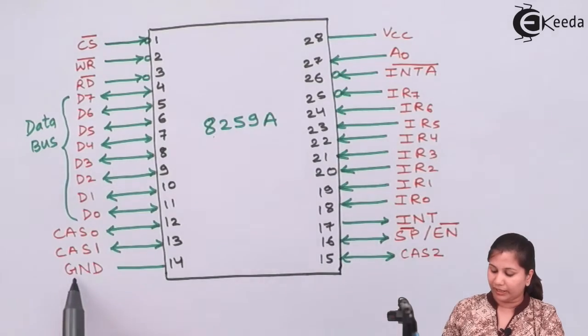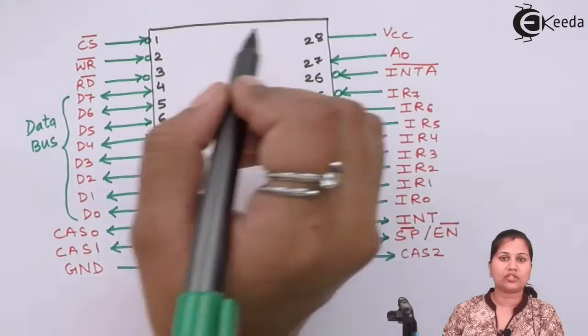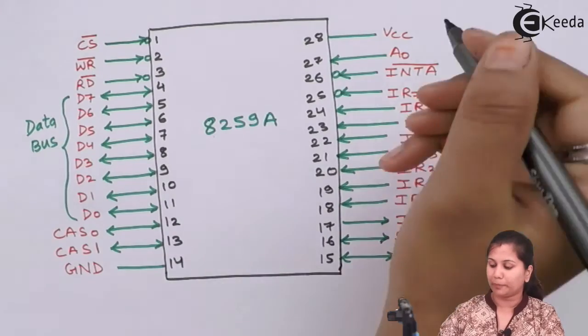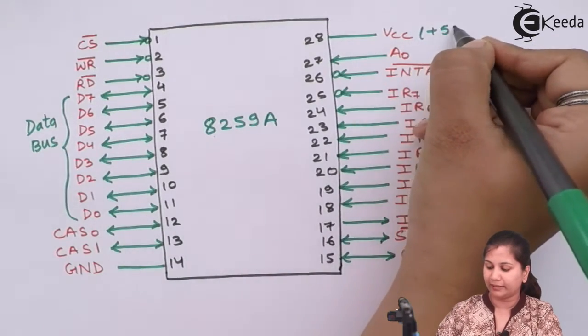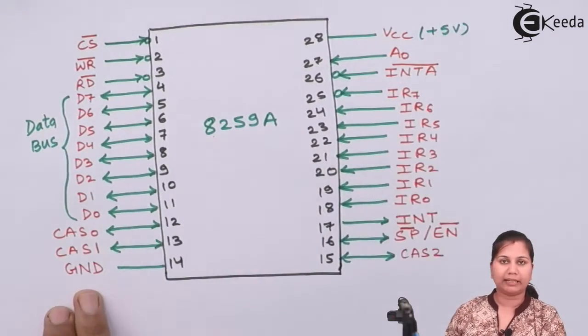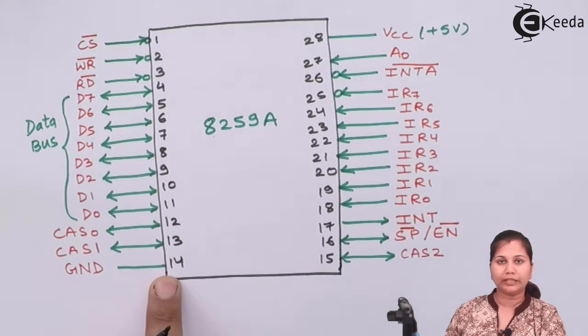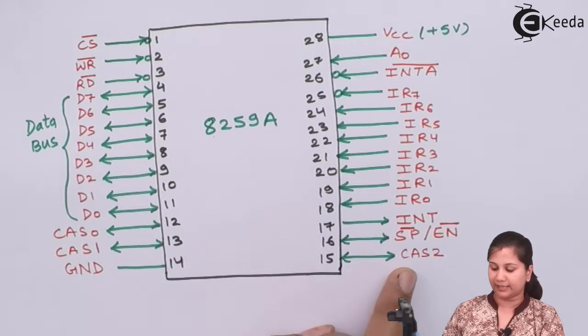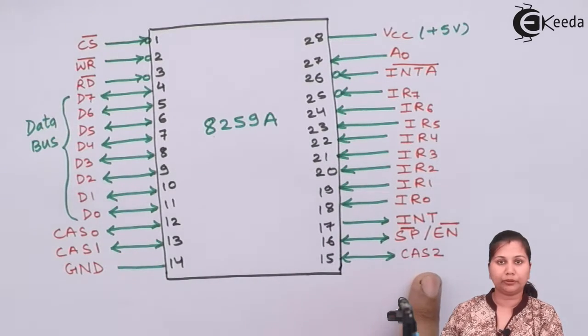Then we have ground and VCC, which are the power supply connections. As I have said, this IC works at a plus 5 volts power supply. So plus 5 volt will be connected here and ground will be connected here, at the 14th pin. Now pin number 15 we have already discussed, it is cascade line number 2.